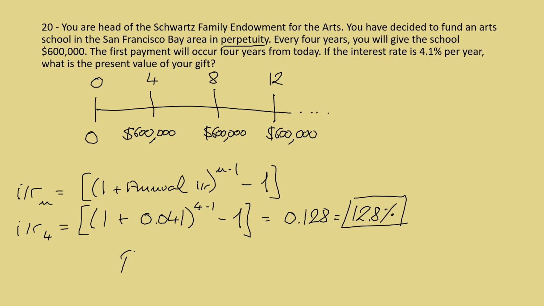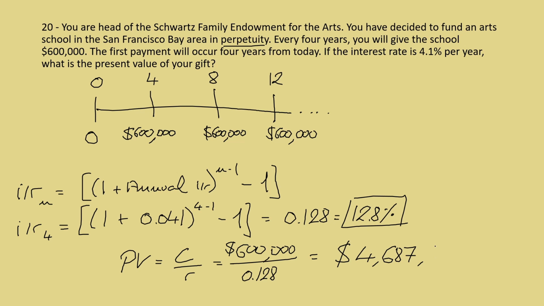Now remember, the present value of the perpetuity is C over R, which in our case is going to be the $600,000 that we give every 4 years over the interest rate for that interval, which is 12.8%. And if you plug this into your calculator, you should get that the present value of this perpetuity is equal to 4,687,500. So this is the present value of our gift.